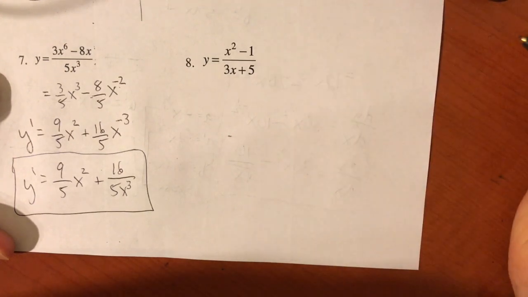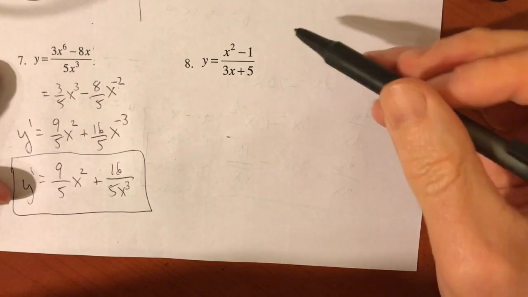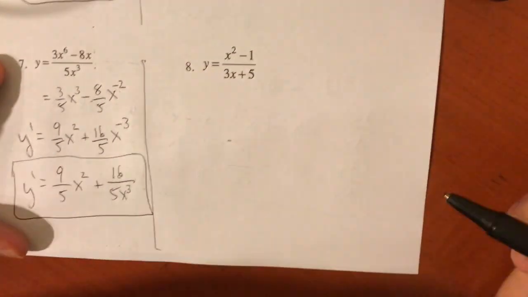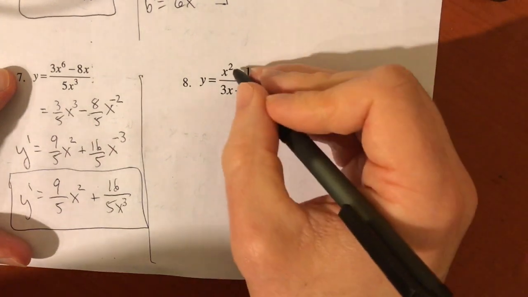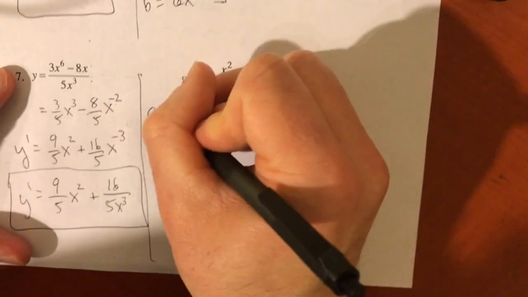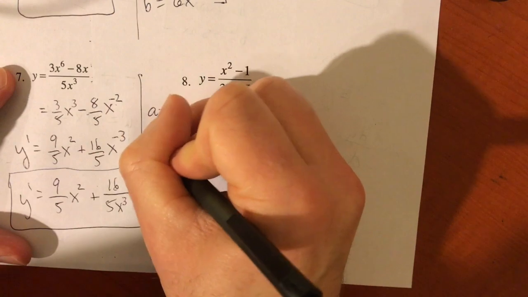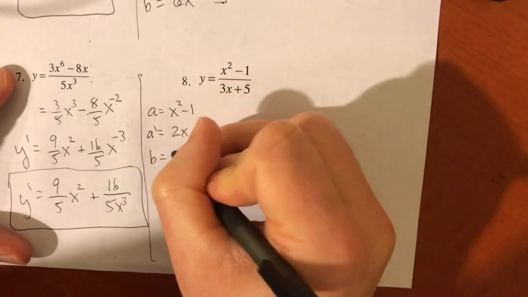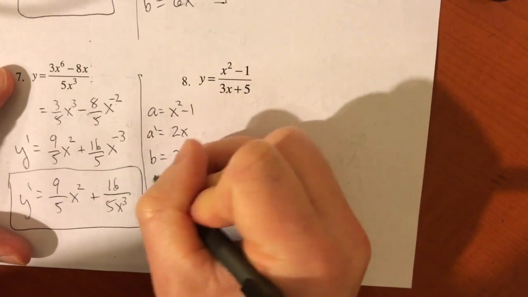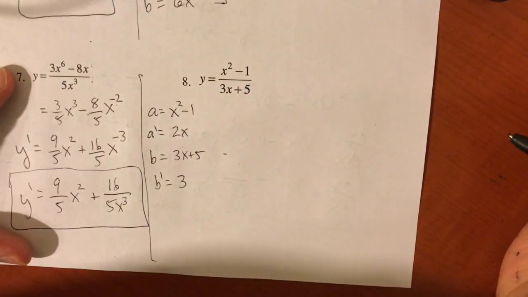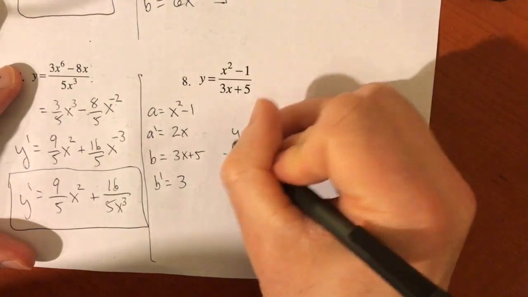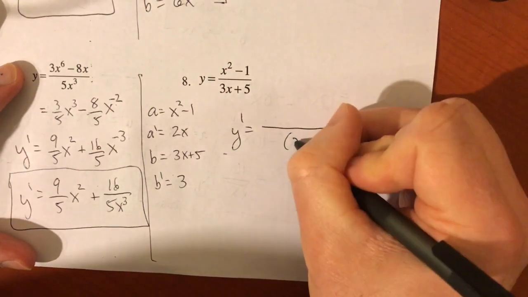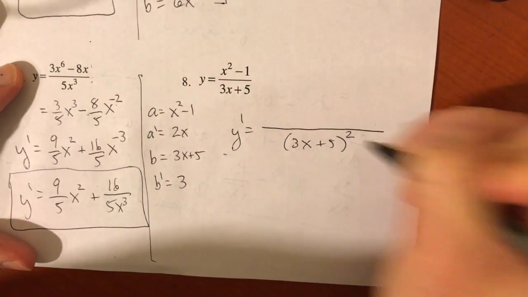Take a look at this one, number 8, last one, just to see another example. This you cannot break up. So this is, again, where we really need the quotient rule. And so a is that numerator of x squared minus 1. A prime, 2x. B, the denominator, 3x plus 5. B prime, 3. And now y prime is, make a big fraction bar, denominator, 3x plus 5 squared.